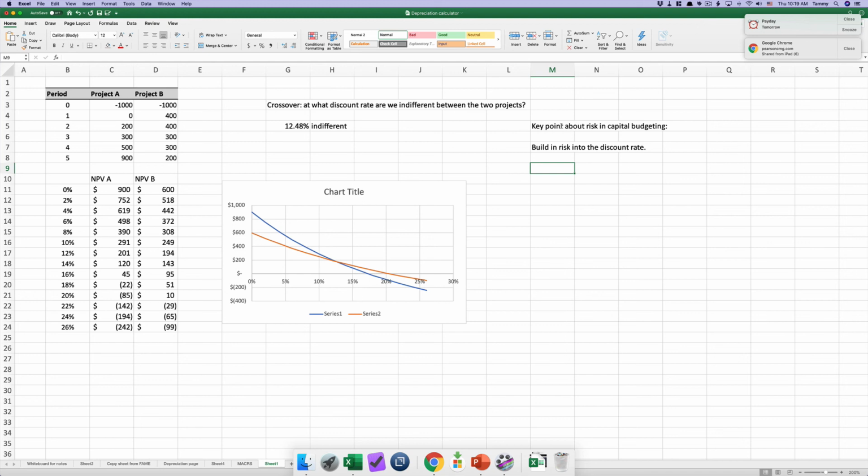They look at the riskiness of an investment and say, you know what, you can tell me that you're going to give me $1 million 10 years from now, but I don't really believe it. So I'm going to discount your cash flows by 25%, by 20%. And so that's what risk really looks like in the world of capital investment.